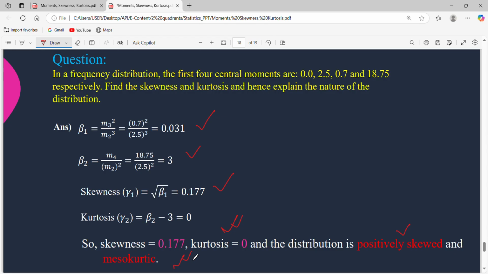Okay, so in this way we can easily find out the skewness and kurtosis, and also say the nature of the distribution.